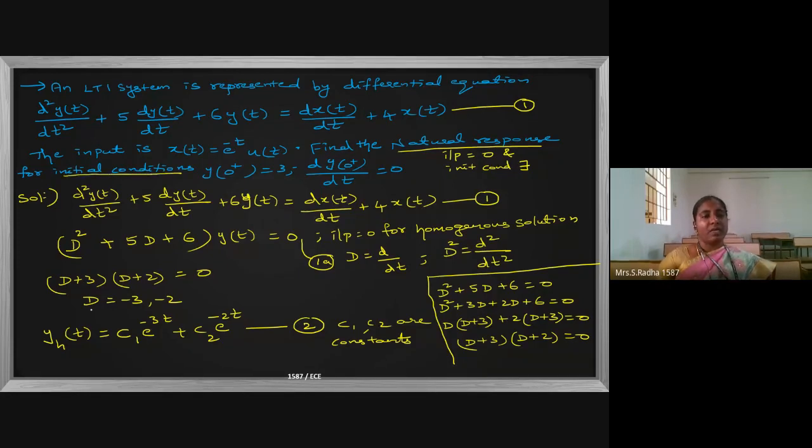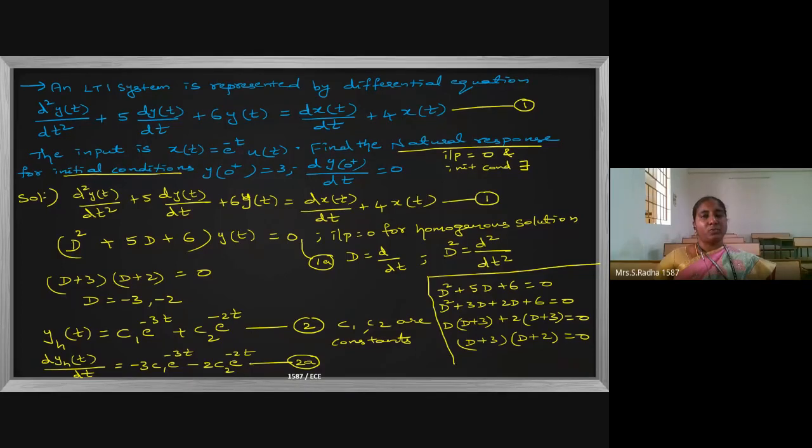I have yh of t. I will just differentiate this with respect to t. So this will become minus 3 C1 e power minus 3t minus 2 C2 e power minus 2t. Let this be equation 2a, the differentiation of equation 2.